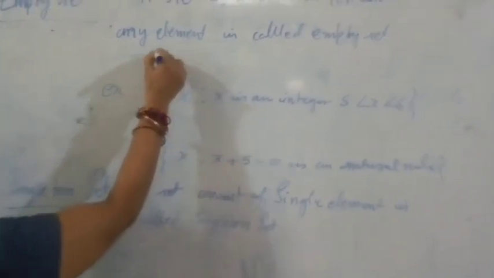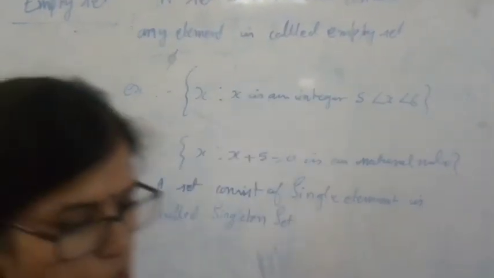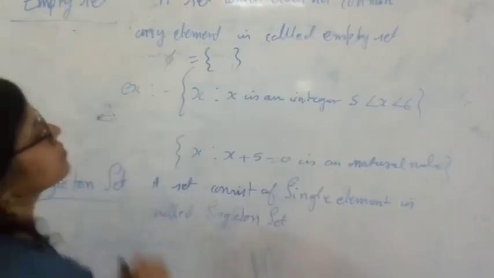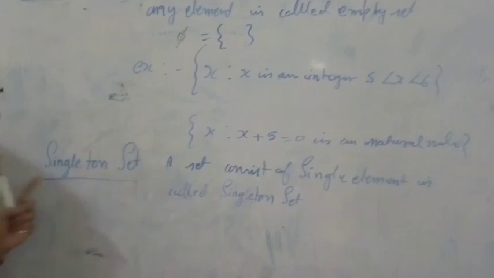The notation of the empty set is phi. Phi means this: no elements. And now I am explaining the singleton set.